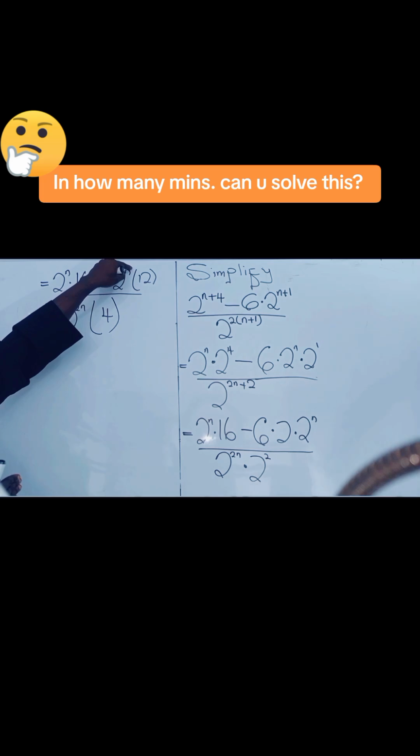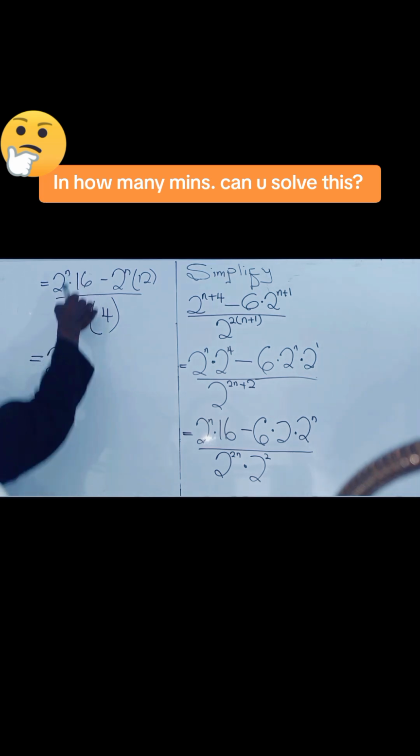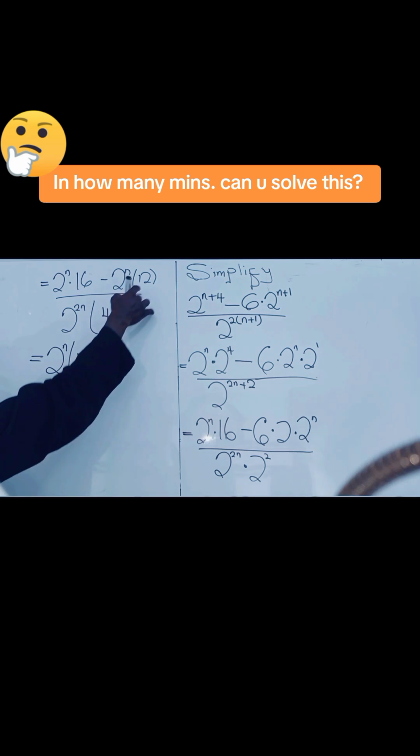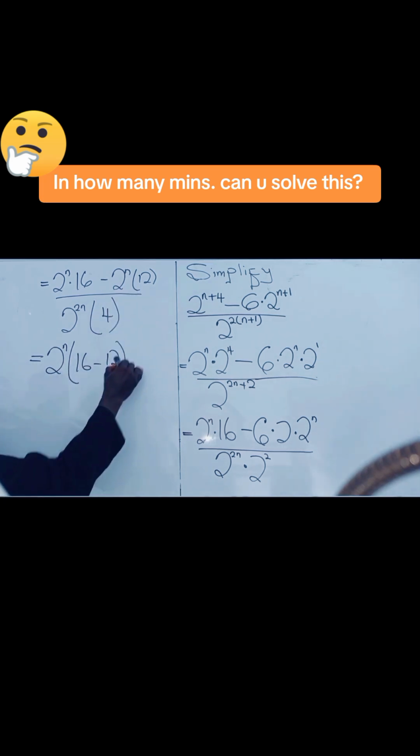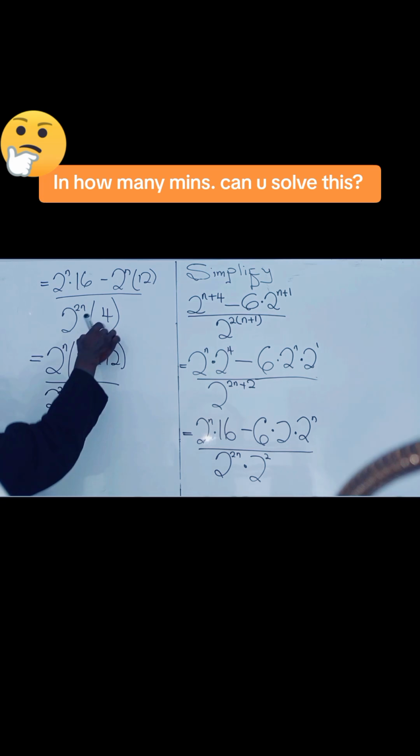Now, you observe that we have 2 raised to the power n, 2 raised to the power n. Let's factorize 2 raised to the power n out. So we shall have 2 raised to the power n is out. We are left with what? 16 minus what? 12. All over 2 raised to the power 2n. And then we have 4.